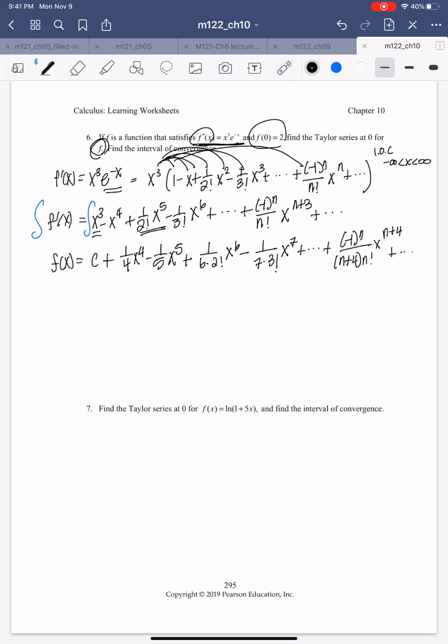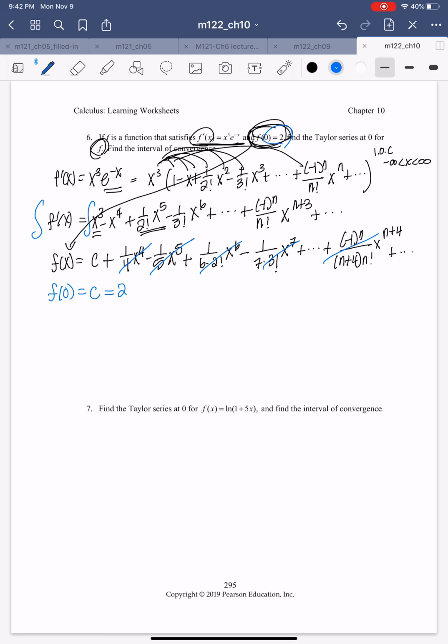Now, our initial condition is f of 0 equals 2. So if I plug in 0 for f of 0, think about this. You can write this, but when you plug in 0, everything will be 0 because I'm plugging in 0, 0, 0, 0, except you just have a c term surviving. So c is equal to, what is it? 2.